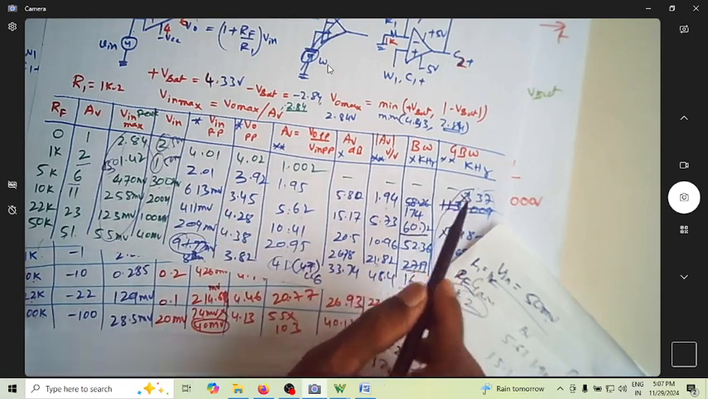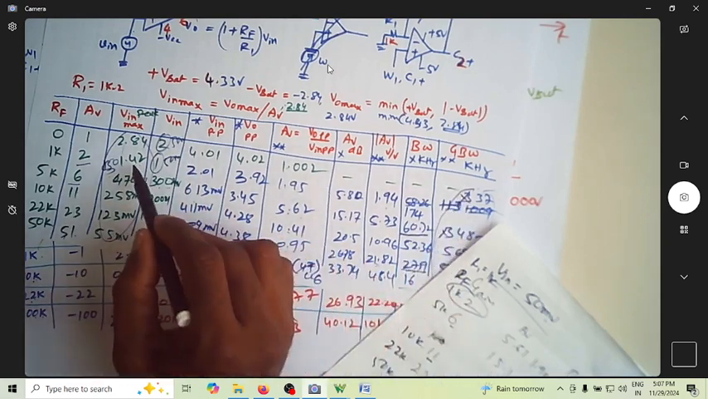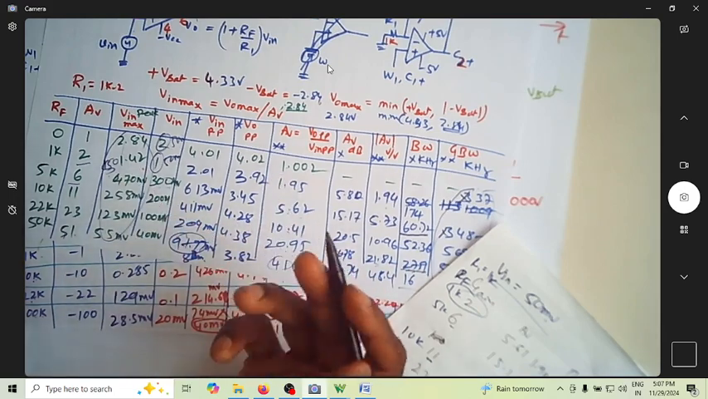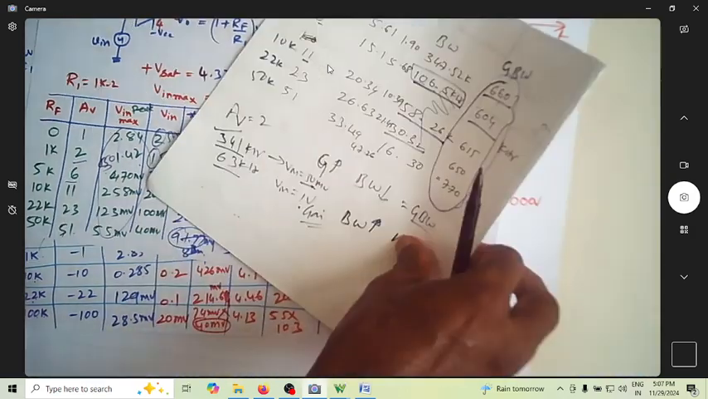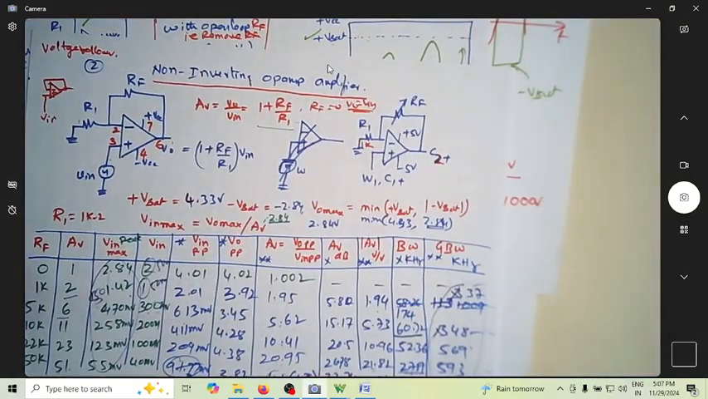For getting a proper gain bandwidth product, if I keep the lesser amplitude, I'll get larger bandwidth. That is the only major observation that we have made. So while conducting the experiment, you can experiment it out. Thank you.